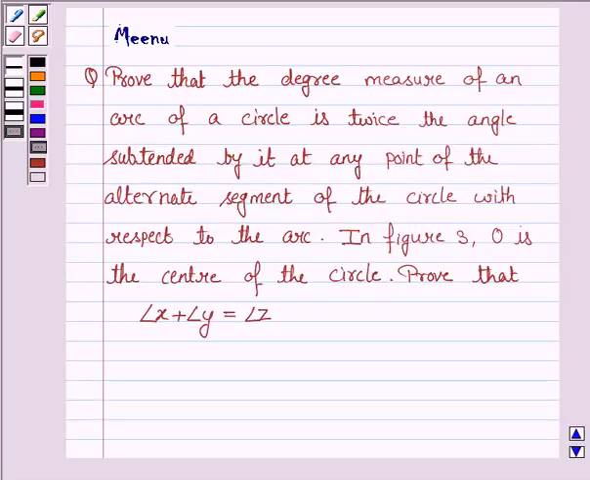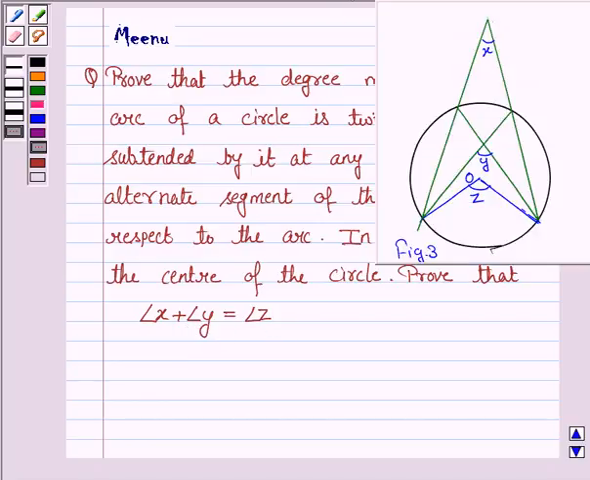It says prove that the degree measure of an arc of a circle is twice the angle subtended by it at any point of the alternate segment of the circle with respect to the arc. In figure 3, O is the center of the circle. Prove that angle x plus angle y is equal to angle z. So this is the figure 3 and we have to prove that angle x plus angle y is equal to angle z. Let's now move on to the solution.